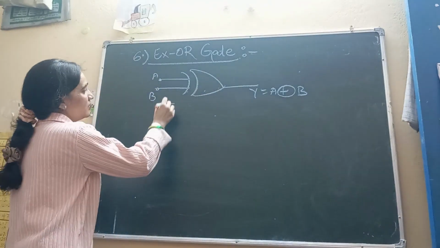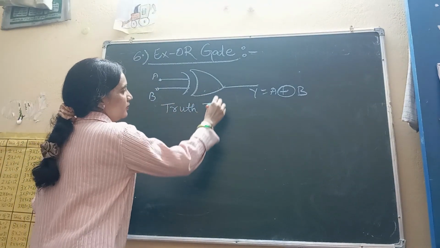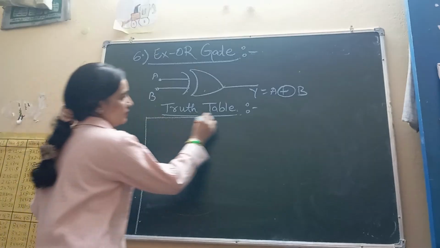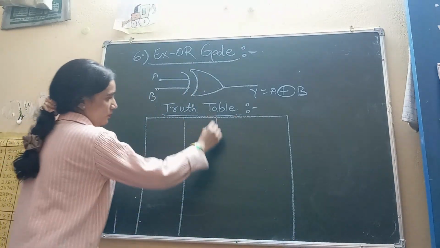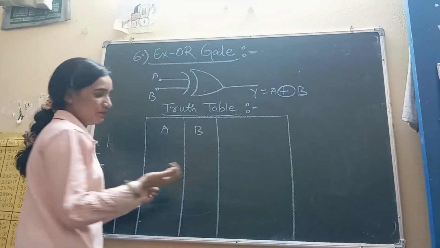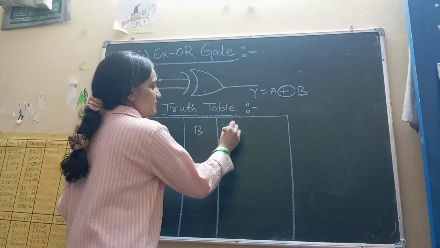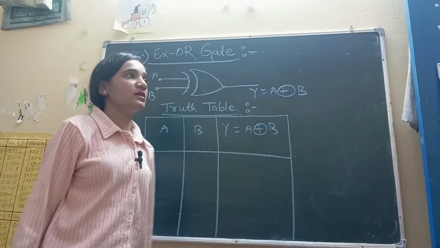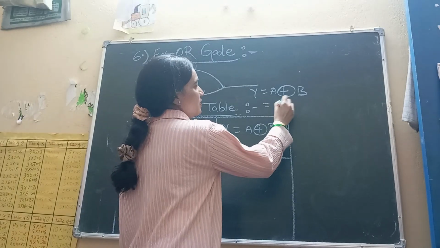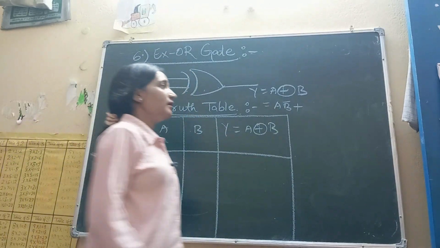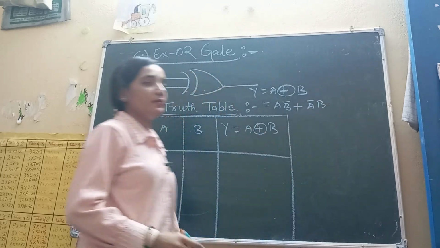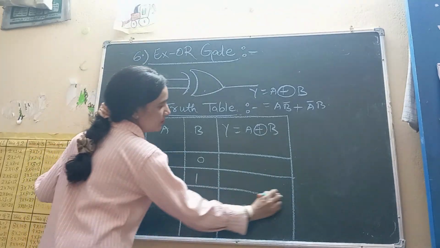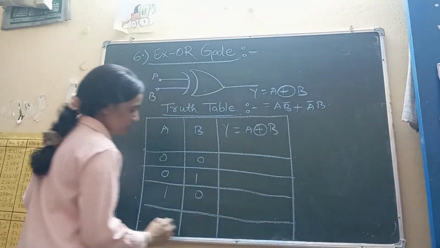This is the expression. Now truth table. Truth table is given as A, B, and this is our output A XOR B. This expression is given as A XOR B equals A dot B bar plus A bar B. Okay. So 0 0, 0 1, 1 0, 1 1.